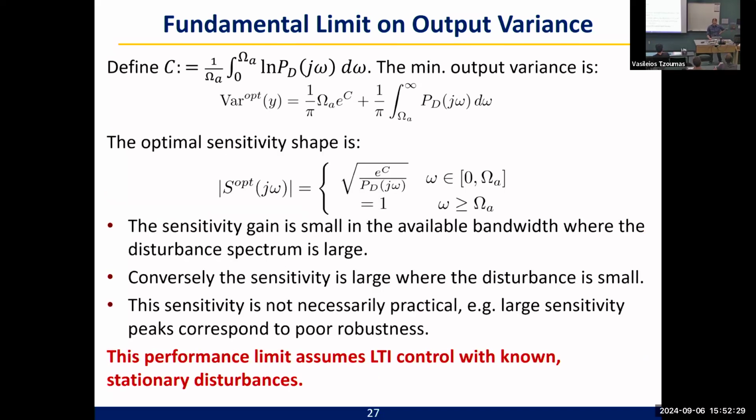So now, let me see, what else did I want to say here? Okay, I've given the optimal sensitivity gain. This just says what I said before. Wherever the disturbance is large, the sensitivity has to be small, and vice versa. And whatever the optimal sensitivity shape is, this is some mathematical structure. You may not actually be able to implement this.